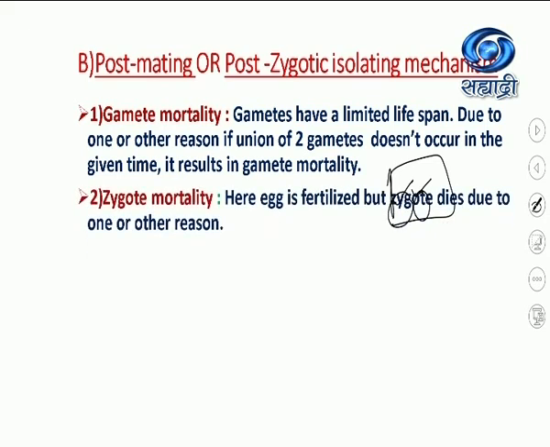Zygote mortality. Here the egg is fertilized. So they are living in the same area, they are maturing at the same time, gametes are formed at the same time, they come together, interbreed, and the egg is fertilized, but the zygote which is formed after fertilization dies because of one reason or the other. So this is zygote mortality.